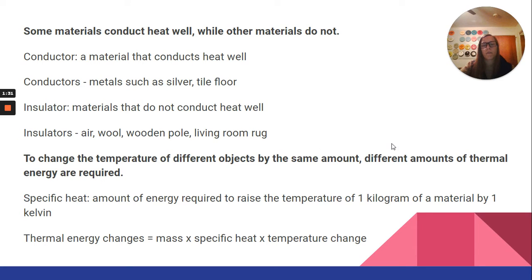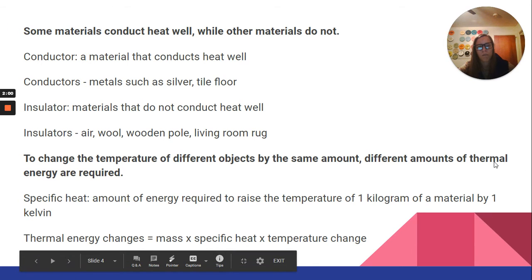So to change the temperature of different objects by the same amount, different amounts of thermal energy are required. So specific heat is the amount of energy required to raise the temperature of 1 kilogram of a material by 1 Kelvin. So remember, 1 Kelvin was basically the equivalent of 1 degree Celsius. And then it says thermal energy changes equals mass times the specific heat times temperature change.